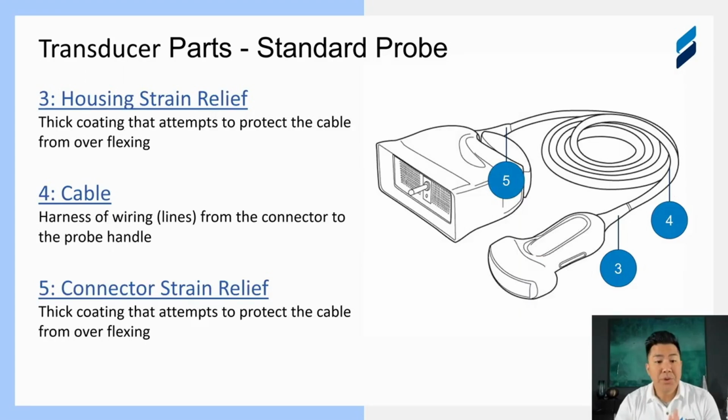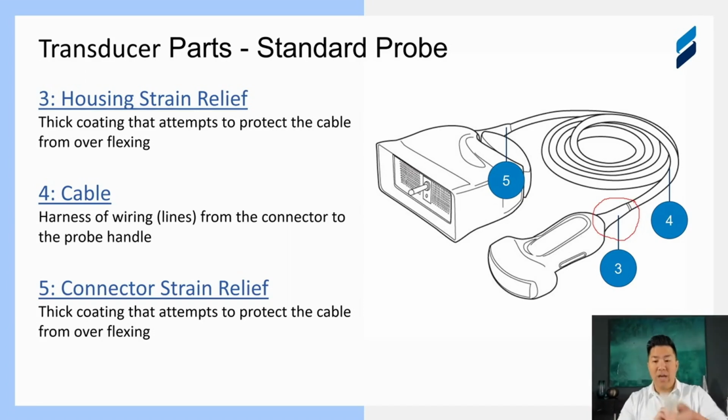Now we're going to move on to the housing strain relief, the cable, and then the connector strain relief. All of these together compose what a cable is, but we decided to break them out because these are very important different sections, especially for troubleshooting. Let's talk about them really quick. Number 3 is your housing strain relief. I'm circling number 3. This is exactly what it is. It's a strain relief. It's relieving the strain.